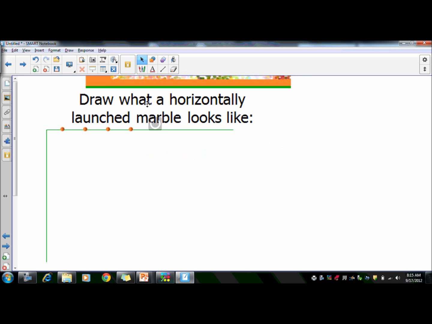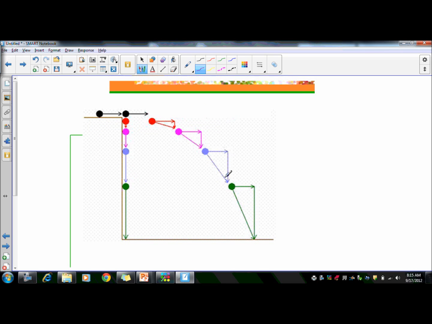Now let's talk about the difference. So now we're going to launch horizontally. And what we're going to see is whenever we launch this horizontally, it's going to create this nice half parabola. Okay, so it'll create a half parabola. The trajectory of a projectile looks like a parabola, whether it's a half parabola or a full parabola. So for horizontal ones, it's a half.